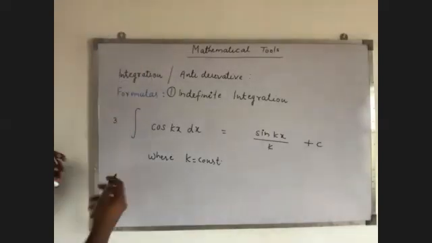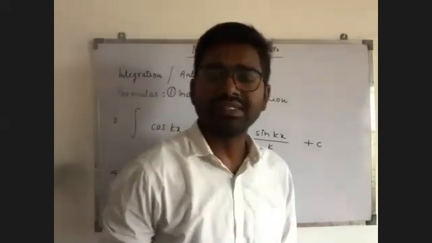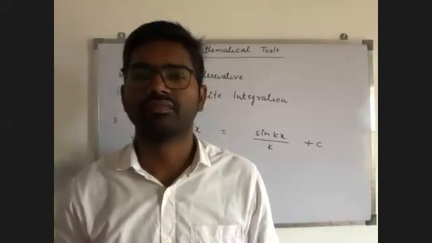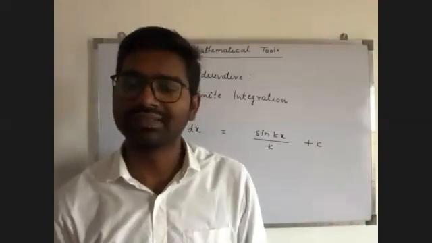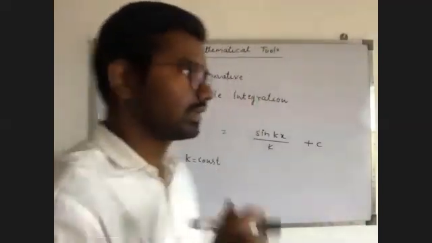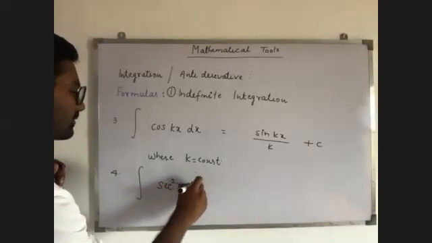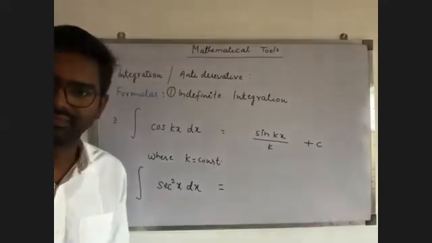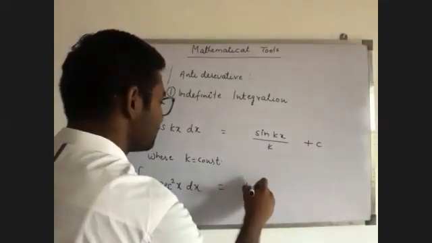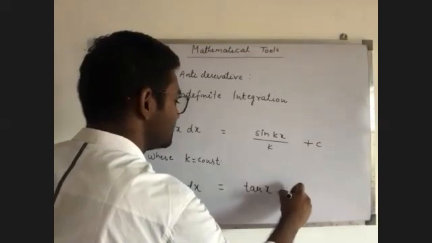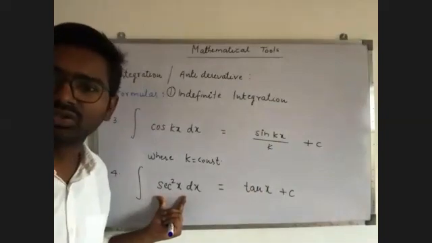Next, fourth. What was the differentiation of tan x, guys? Sec square x. Correct? So can I say that if I integrate sec square x dx, I will get tan x plus c? Because if I differentiate tan x, I will get sec square x.